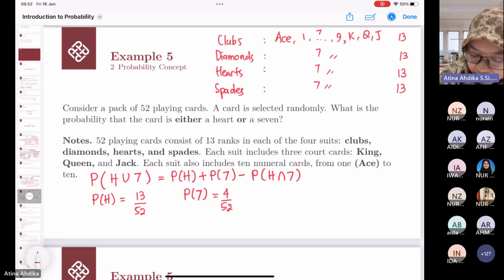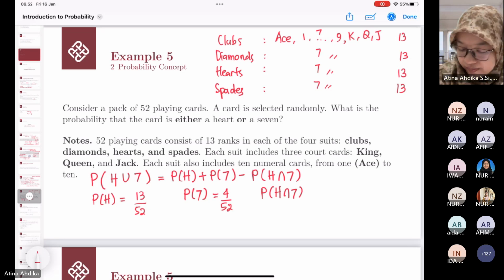Okay, and then the last one is, what is the probability of the intersection between heart and the card number 7? Anyone? One over 52. Okay, yes, right. 1 over 52, because we just have one card number 7, which is heart.